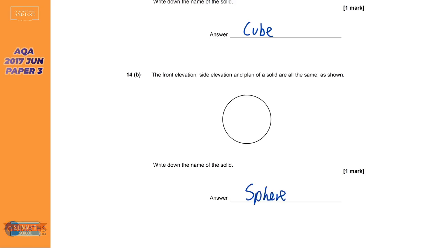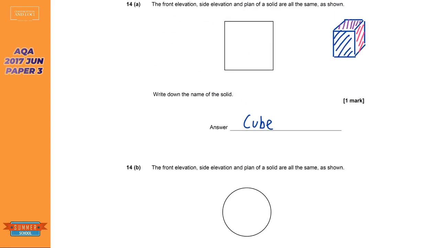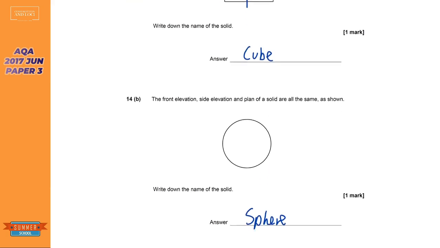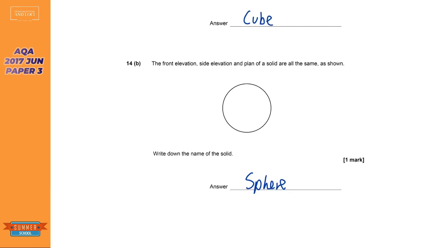Now you do have to be careful with this. If on question A you wrote cuboid, but it's drawn to scale and that is a square, so they're equal lengths, so it has to be a cube, not a cuboid. Similarly with this one, for question B, if you wrote ball or something like that, you wouldn't get the marks. You've got to use the mathematical names for it, which are cube and sphere.